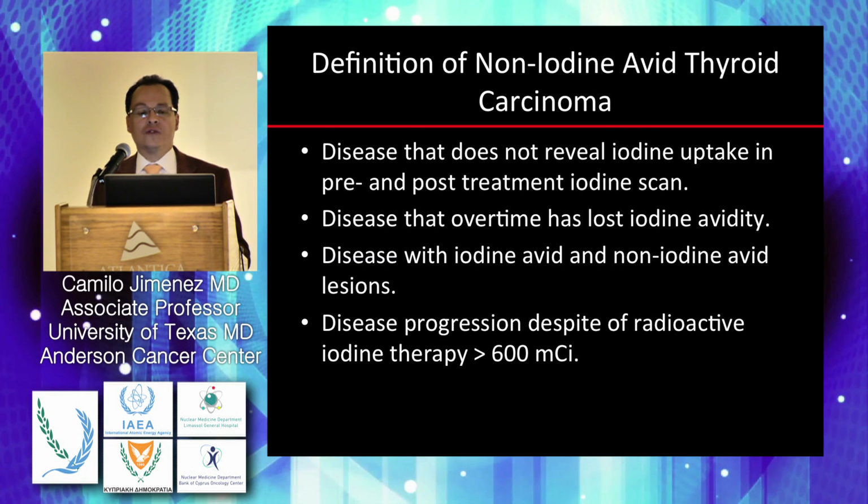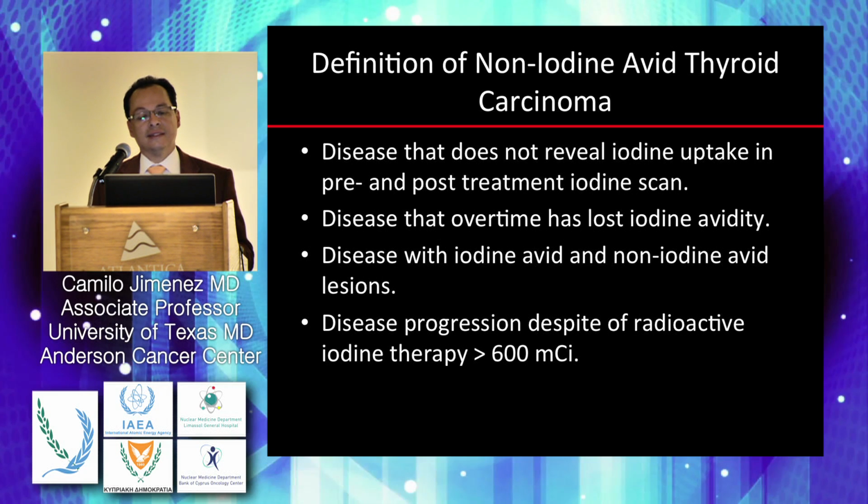What is the definition of a non-iodine avid thyroid carcinoma? It could be one of these 4. Number 1, disease that does not reveal iodine uptake in the pre- and post-treatment iodine scan. Number 2, disease that over time has lost iodine avidity.